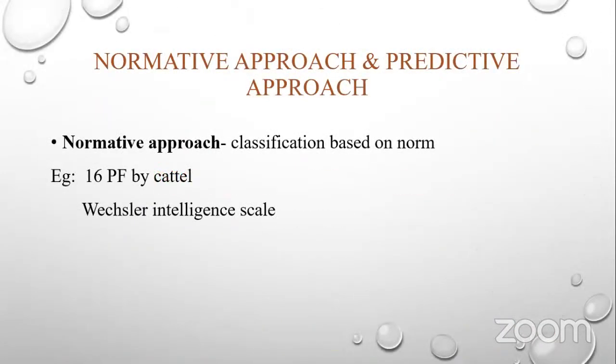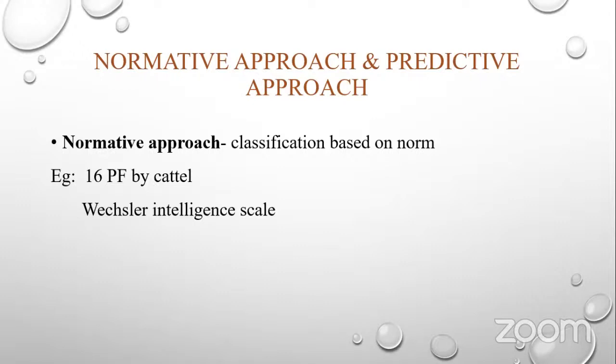So we will be discussing two approaches, that is normative approach and the predictive approach. So what we mean by normative approach is that it is basically based on the classification on norm. What we do is we compare the particular score of the individual with respect to the majority. That means the particular group. So that is how we make comparison.